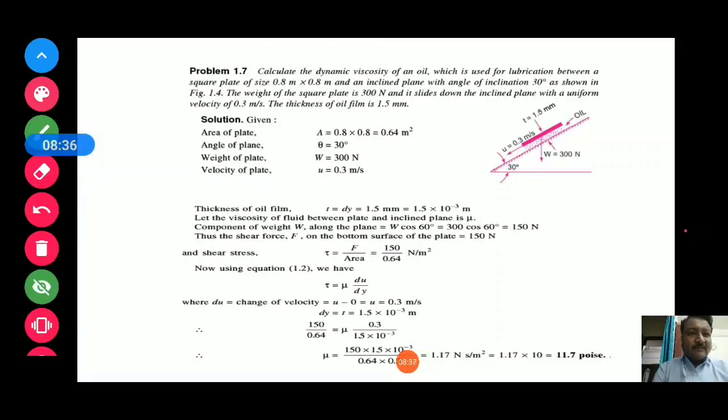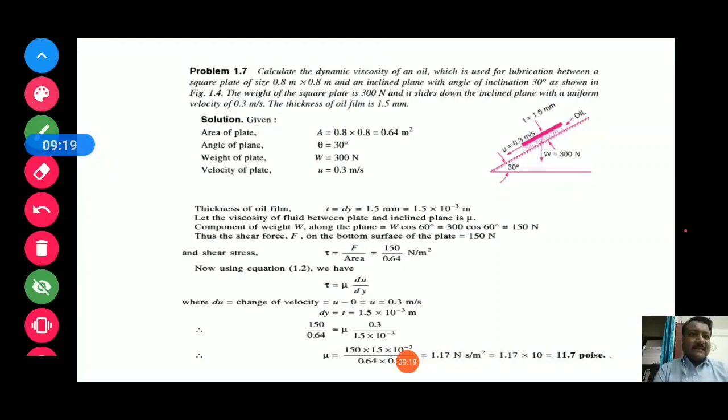I will read the problem first. Calculate the dynamic viscosity of an oil which is used for lubrication between a square plate of size 0.8 meter into 0.8 meter and an inclined plane with an angle of inclination 30 degree, as shown in figure 1.4. The weight of the square plate is 300 Newton and it slides down the inclined plane with a uniform velocity of 0.3 meter per second. The thickness of the oil film is 1.5 mm.